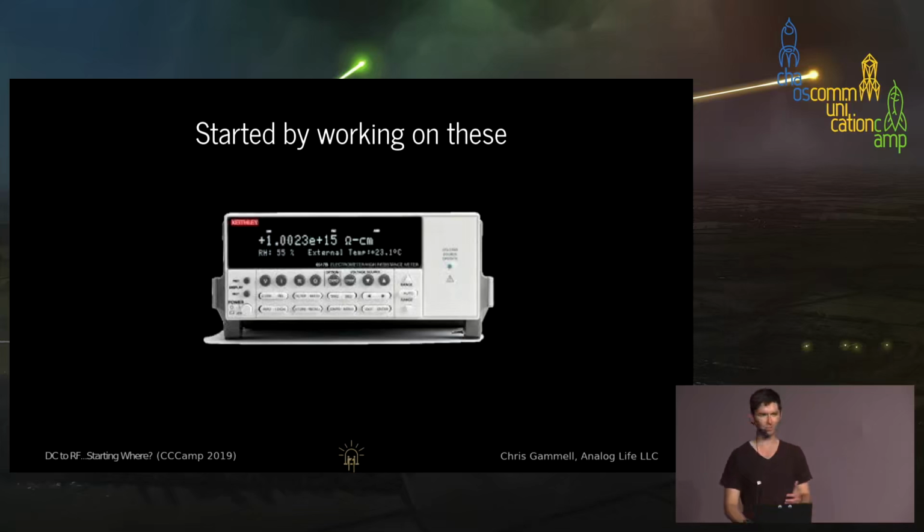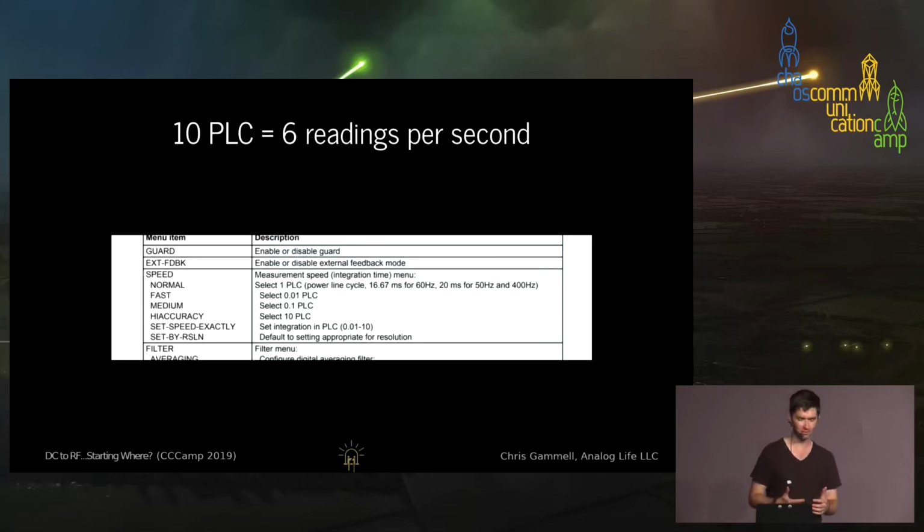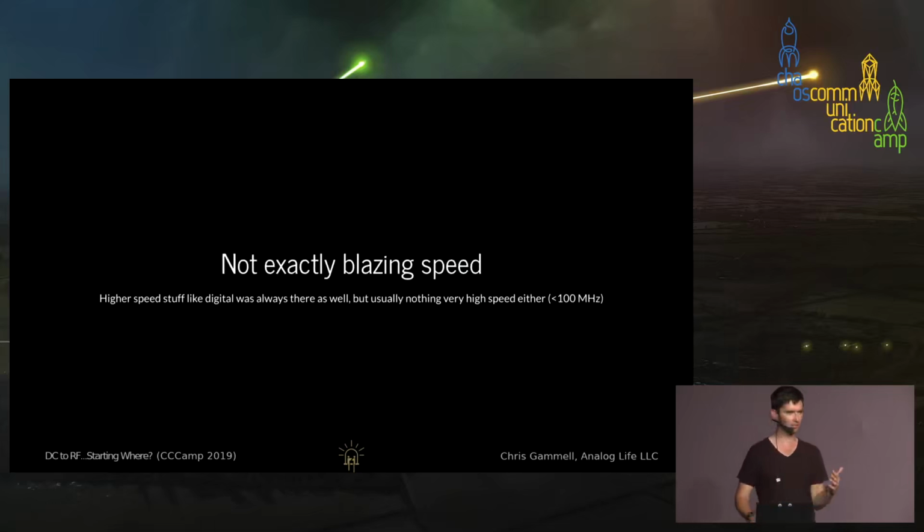But the thing is, it's really slow. Like, it's really slow. 10 PLC power line cycles means you're getting about 6 readings per second. And inside, you're integrating everything. And by integrating, I mean you're integrating your measurements over and over again, and things are just going really slow. It's truly a DC measurement equipment. So not quite blazing. Of course, there are microcontrollers in there. There are some higher speed signal things.